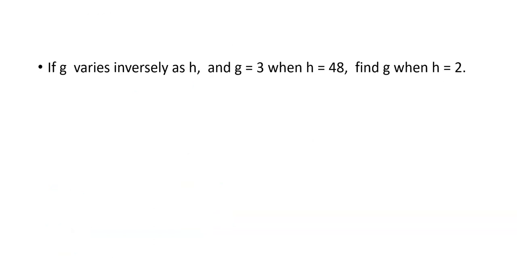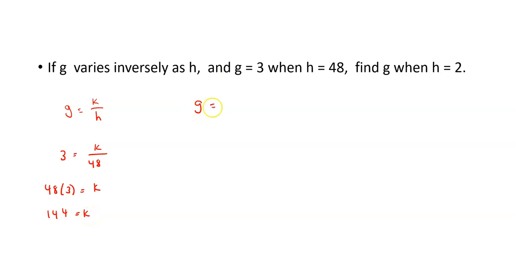All right, one more. G varies inversely as h. So g equals k over h. As the h's increase, the g's decrease. G is 3 when h is 48. So I multiply both sides by 48. 48 times 3. On this side, that goes away. 3 times 8 is 24. Carry the 2. I got 144 for my k.